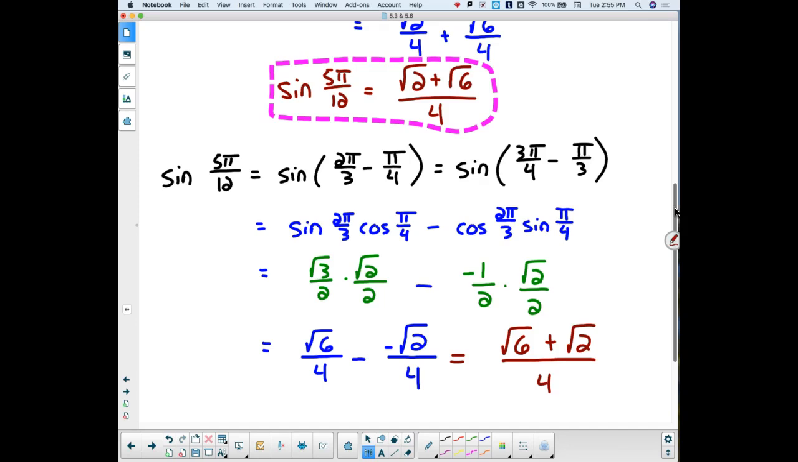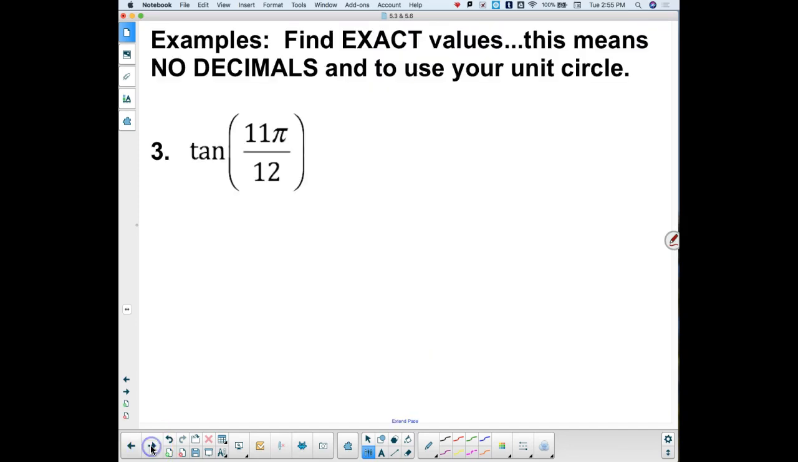Don't pack up yet. We got 3 more examples to go. Yep, you think I'm joking. No. Okay.